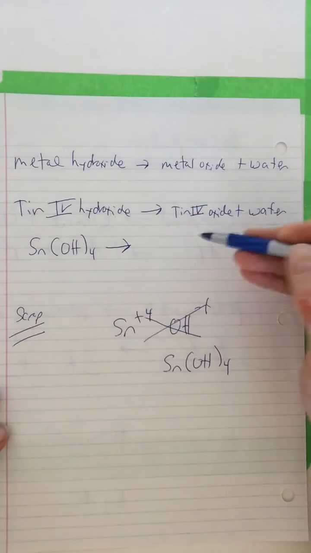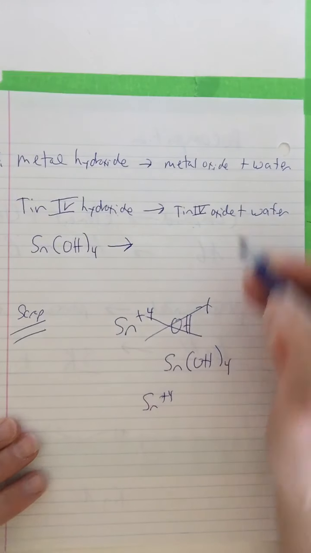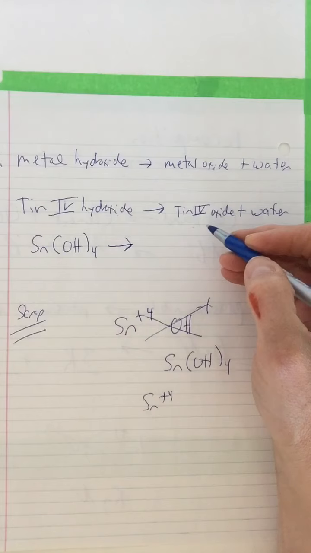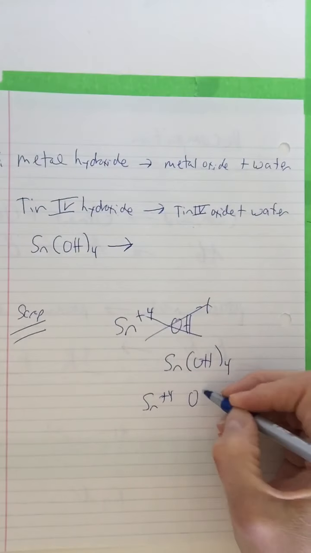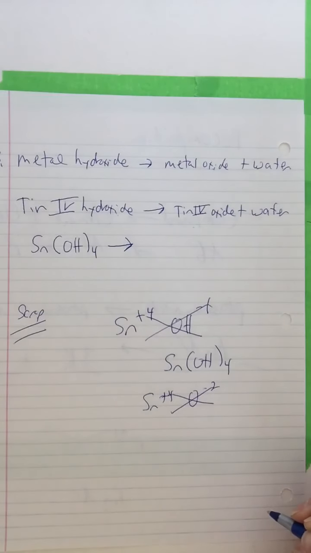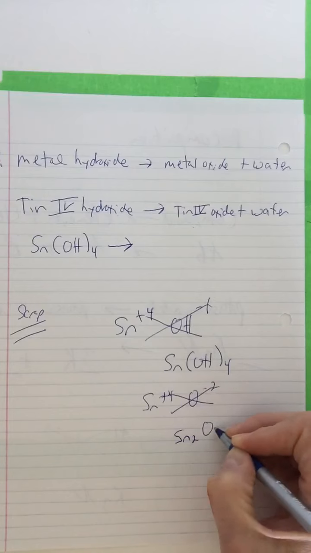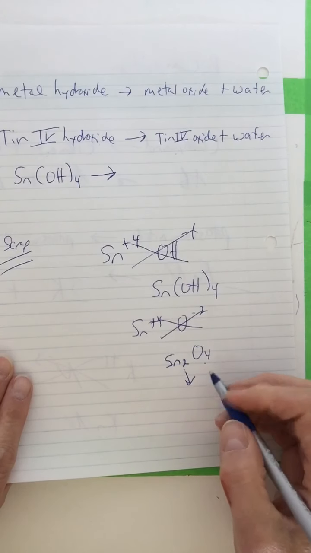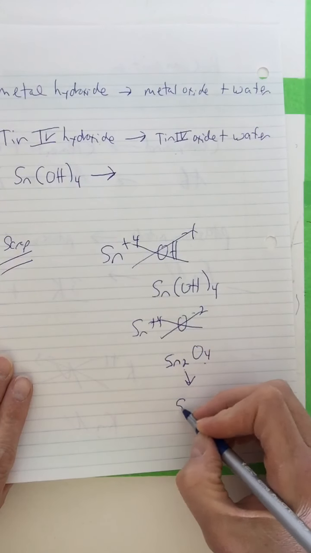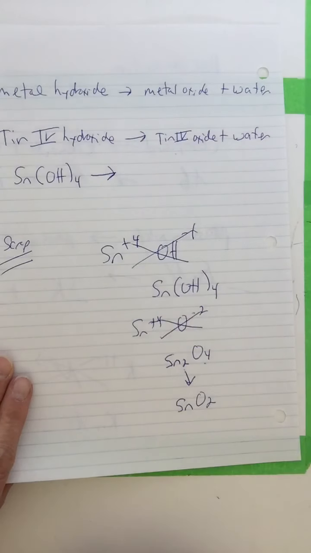It's going to yield tin 4 oxide. Well, we know it's Sn plus 4. Oxide, we look at our trusty periodic table. We know oxide is O minus 2. Crisscross tin 4 oxide, I get Sn2O4. I have to reduce that down a little bit because there's 2 and 4 of those. It's just like when you do fractions. So it really becomes SnO2 because they can both be divided by 2.